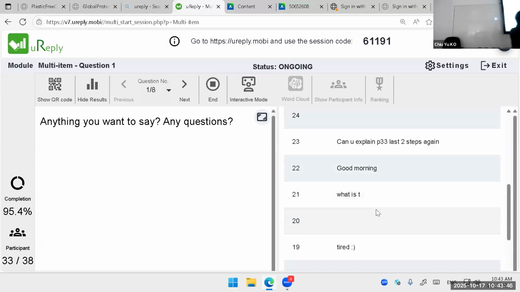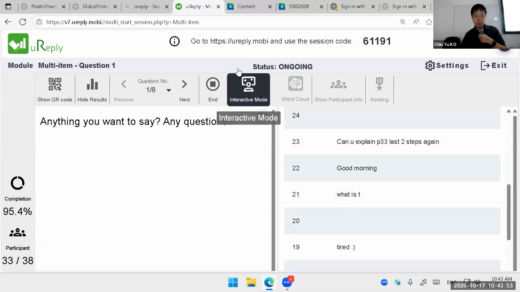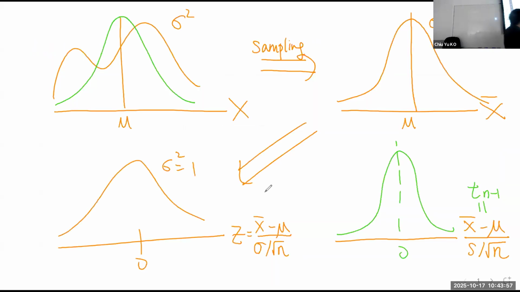What is T? Okay, we'll talk about that very soon. But the main idea is the following. This is normal. It's fine if we know the sigma squared, right? But if we don't know the population sigma, I don't know the variance of the population, so this thing doesn't help us, right? Because I don't know how fat or how thin this is, right? I have no idea. Okay.